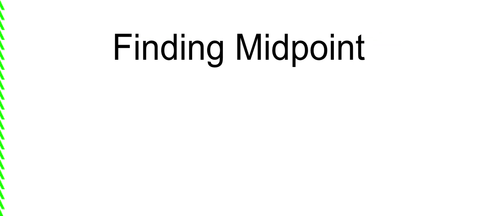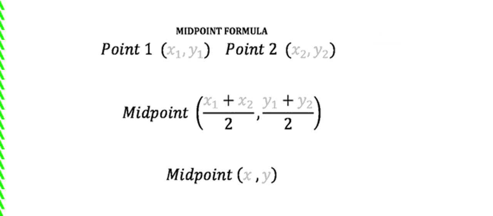Okay, so we are going to be finding the midpoint today. The midpoint formula is: point 1 is x1, y1, and point 2 is x2, y2. The actual formula is x1 plus x2 divided by 2, y1 plus y2 divided by 2. So you would write your midpoint as x, y.